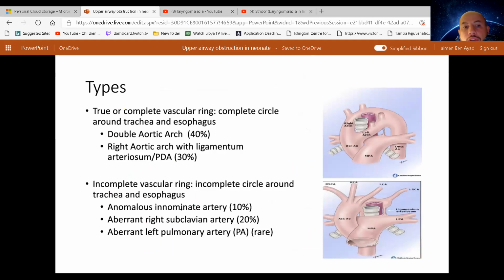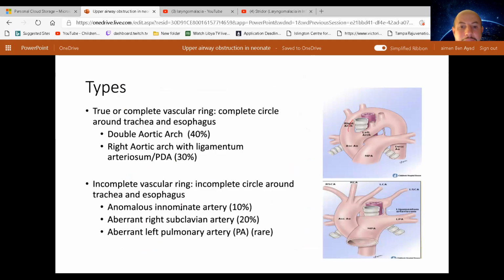What are the types of aortic arch? We have the true or complete vascular ring, and the second type, the incomplete vascular ring. So we have a true complete vascular ring or an incomplete vascular ring. What's the problem with a complete vascular ring?